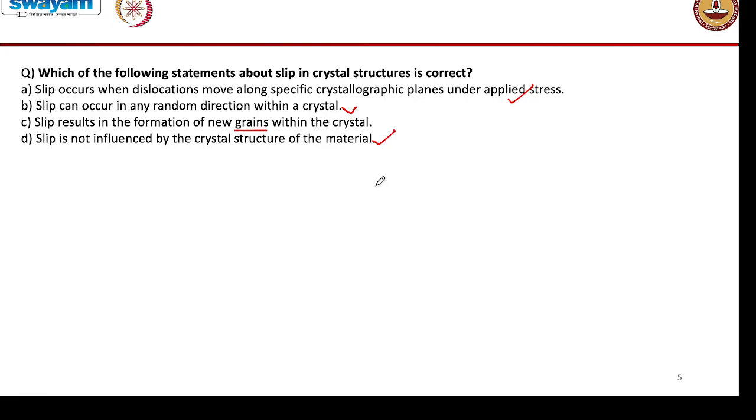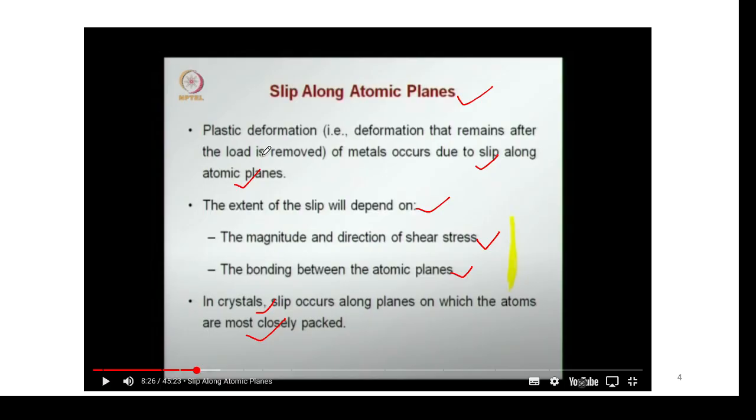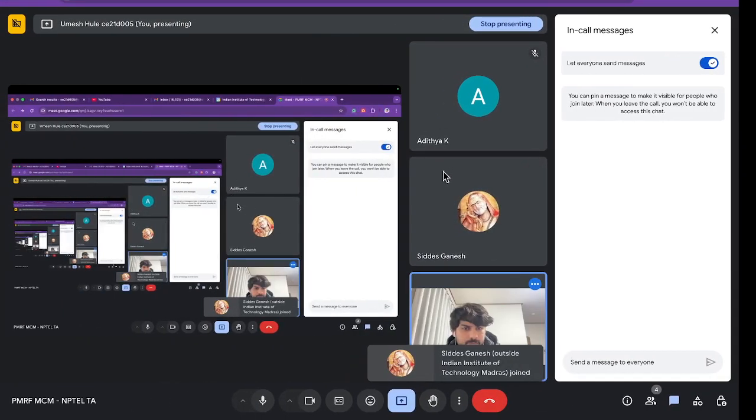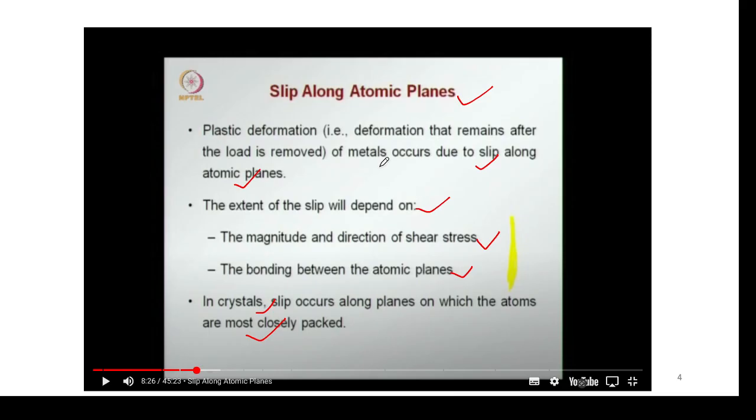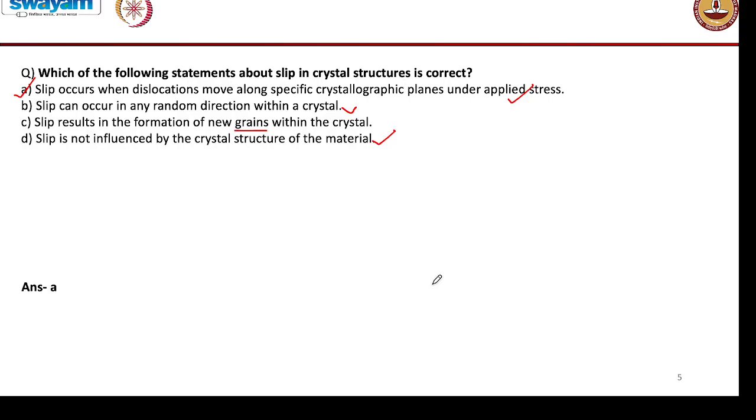Okay, so let's see the answer. The answer is A. Slip occurs when dislocations move along specific crystalline planes under applied stress, as I already explained in the previous slide: in plastic deformation of a crystal, slip occurs along the plane on which the atoms are most closely packed. So yes, the answer is correct.